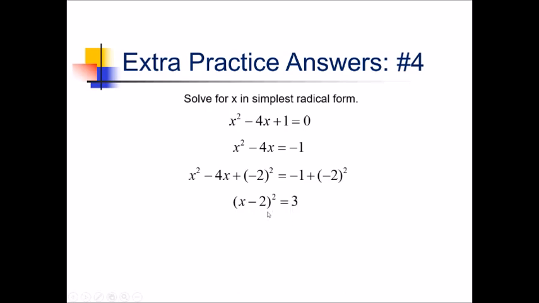And since I've got a perfect square, I can now square root both sides. That leaves me with x minus 2 on the left side, and on the right side I've got plus or minus radical 3. Now to get x by itself, I'm just going to add 2 over there, so 2 plus or minus root 3 gives me my answer.